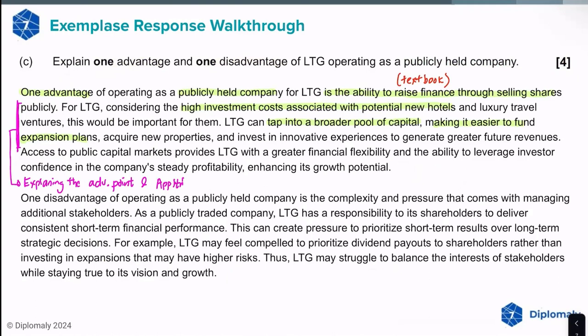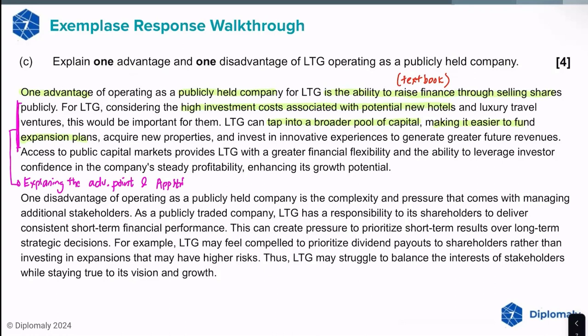And this is an example of how this is done, right? Right here, you can see that I'm explaining why it's important, or the advantage of raising money, because it supports the building of the new hotel because they need the money, right? And they're able to access more capital by selling shares to the public, right?